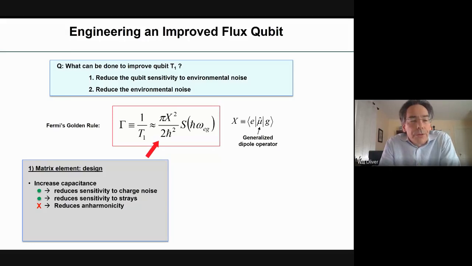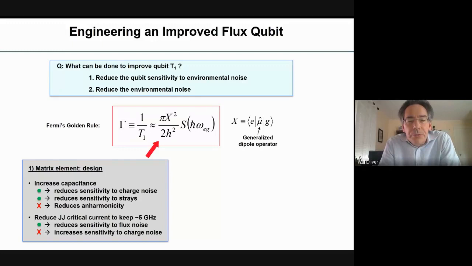And so if we look at the matrix element or the design first, we increase the capacitance, which has some positive aspects. It reduces sensitivity to charge noise and to stray capacitance. Of course, it has the negative that it's going to reduce anharmonicity, but the anharmonicity is still positive. Now, it's basically an LC circuit, so if we change C, we also have to change L to maintain the qubit frequency. And so we reduce the critical current, which has the plus that it reduces sensitivity to flux noise. That's good. But it also increases slightly the sensitivity to charge noise. Overall, it was a net win.